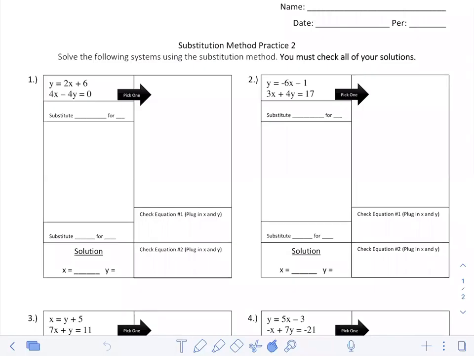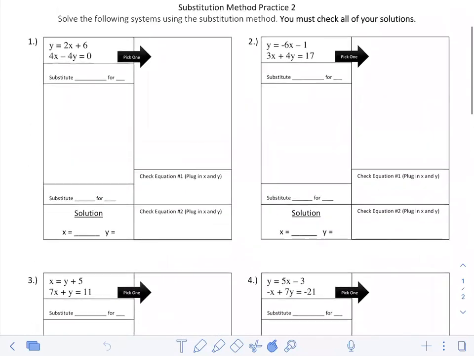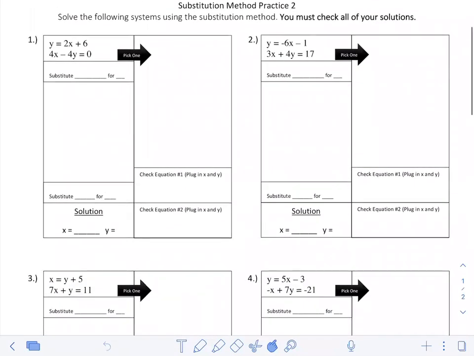So today we're going to do substitution method practice 2. We did part 2 last time. We're practicing on it this time. So just 4 more questions. You see them here, 1, 2, 3, 4. We're going to practice. I'm going to start you off on number 1.